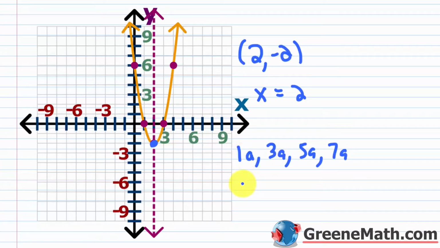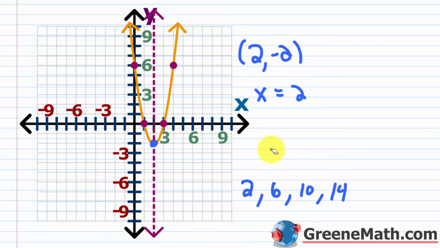1 times 2 is 2. 3 times 2 is 6. 5 times 2 is 10. 7 times 2 is 14. So what this is telling me is that when I move to the right 1 unit, I've got to go up 2 units. So to the right 1, up 2. Okay, so that's a point. Then if I move to the right 1 unit, I've now got to go up 6 units. So to the right 1, up 6. So that puts me there.